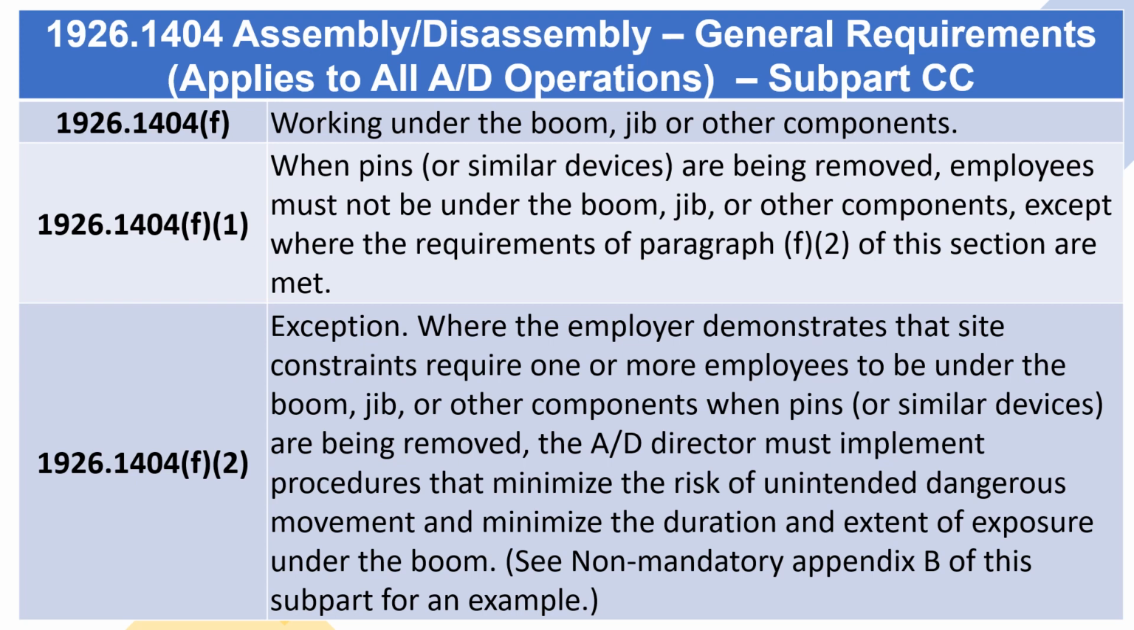1926.1404(f)(2). Exception. Where the employer demonstrates that site constraints require one or more employees to be under the boom, jib, or other components when pins, or similar devices, are being removed, the A/D director must implement procedures that minimize the risk of unintended dangerous movement and minimize the duration and extent of exposure under the boom. See non-mandatory Appendix B of this subpart for an example.